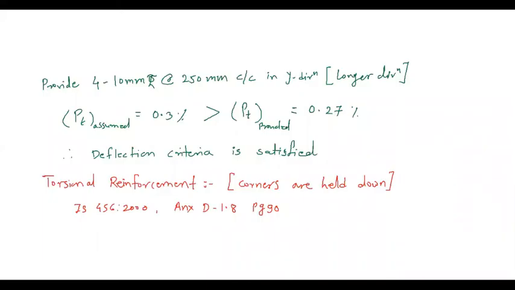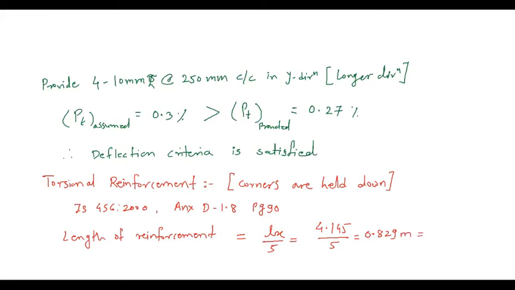So here, length of the reinforcement first. For how much length we are going to provide the reinforcement, which is equal to Lx by 5 as it is given in the IS code. So it is 4.145 divided by 5. Calculate the value. It is 0.829 meters, which is equal to 829 mm.